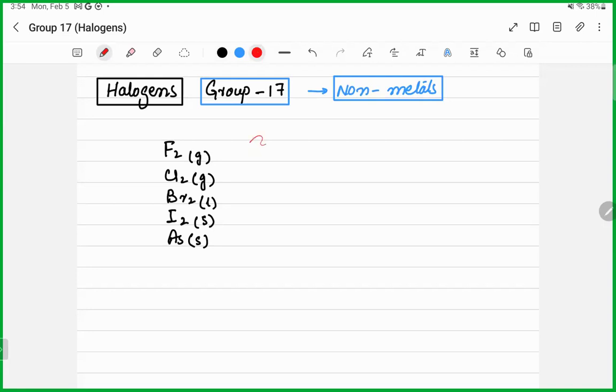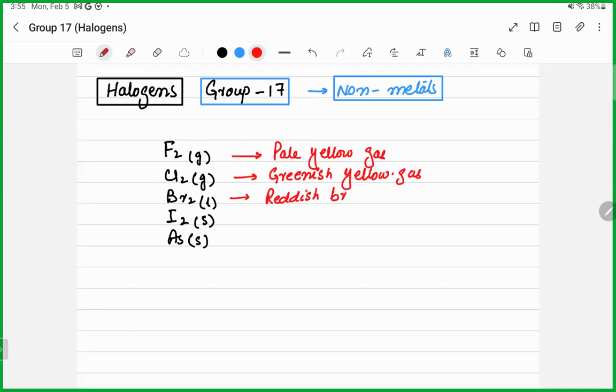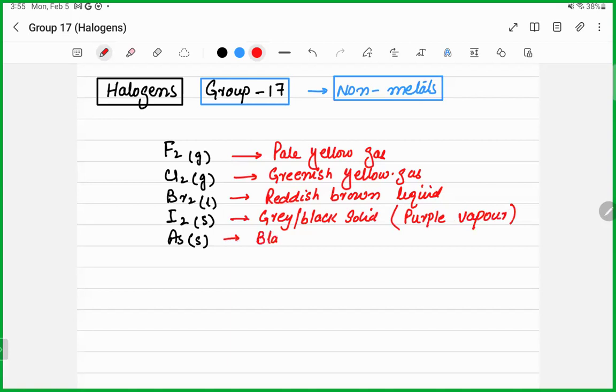The color of fluorine is a pale yellow gas. In a similar way, chlorine is also yellow, but it gives a greenish shade, so greenish yellow. So fluorine and chlorine are yellow gases. Bromine is a reddish brown liquid. In terms of iodine, it is in a solid form. It's a gray, or you can say a black solid. But keep in mind that it gives a purple color in vapor form. Whenever you have iodine in vapor form, it's a purple vapor. In a similar way, astatine is also a black solid.